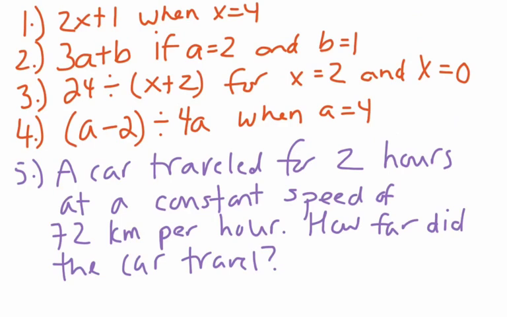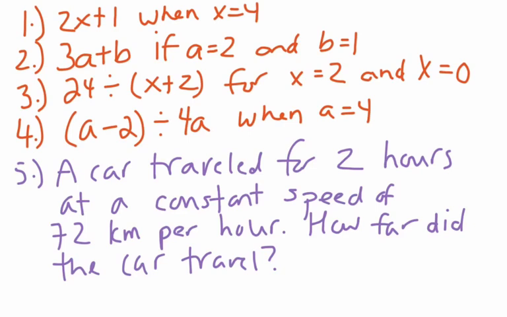All right, here are a couple to look at. First problem, the first 4 are just evaluate, and I did try to phrase these in slightly different ways so you could get comfortable with the different ways the questions might be asked. So first question, 2x plus 1 when x is equal to 4. So it's telling you what the value of x is. 3a plus b if a equals 2 and b equals 1. So you can see when, you can see if. Number 3 uses the word for, which also works. So 24 divided by x plus 2, for x equals 2 and x equals 0.